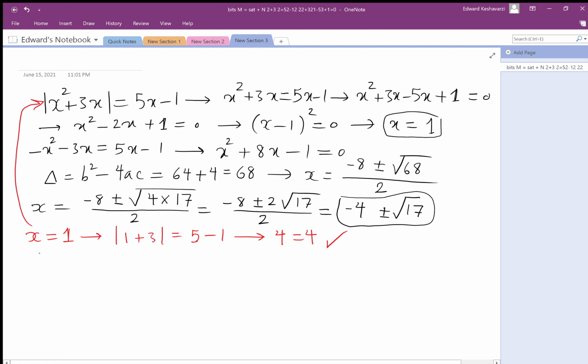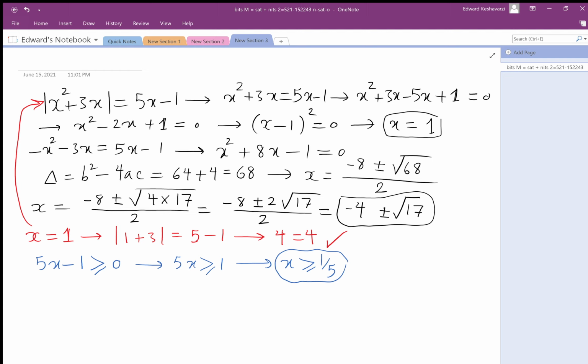I explained that 5x minus 1 cannot be a negative number. In the previous example I explained that the outcome of an absolute value is always positive. Therefore 5x minus 1 can't be a negative number. This gives us 5x larger than or equal to 1. By dividing both sides by 5, we'll get x larger than or equal to 1/5. So all the correct solutions, the real solutions, must be larger than or equal to 1/5.